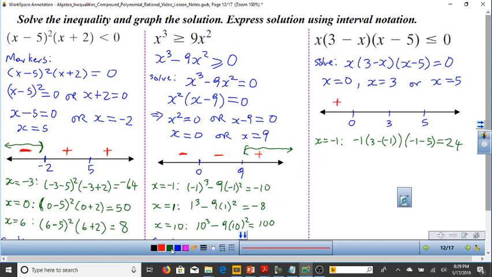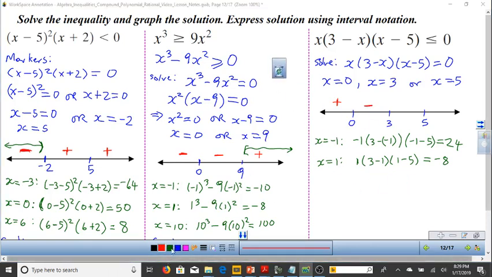Then we try a number between 0 and 3. And of course, the number we'll try is 1. Very easy number to try. 1 times (3 minus 1) times (1 minus 5) gives us 1 times 2 times -4, which is -8. So that's a negative number. So we're going to get a negative here.